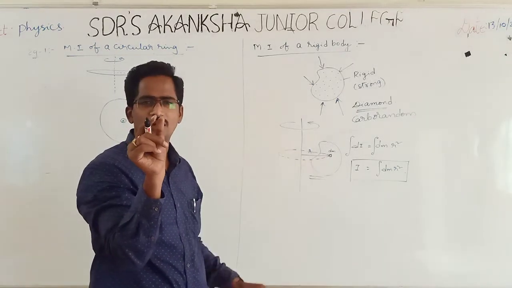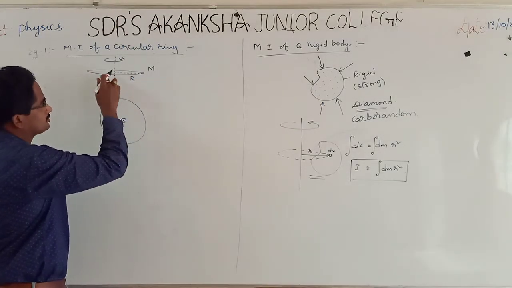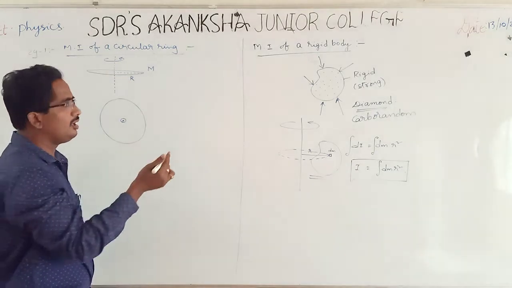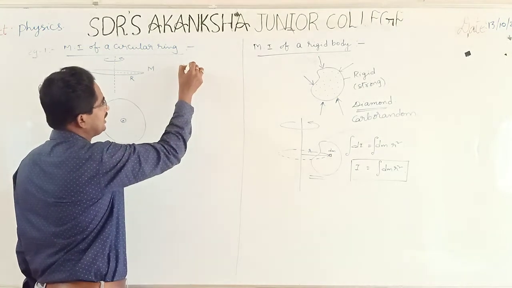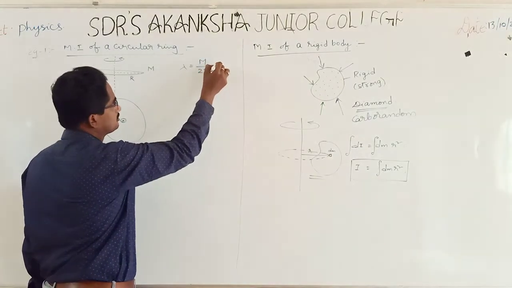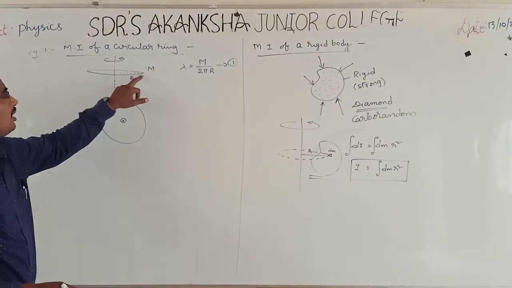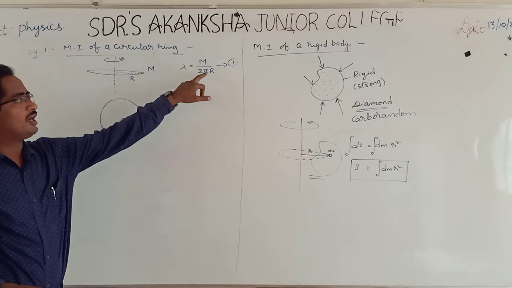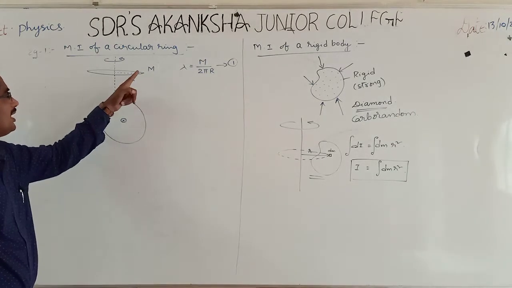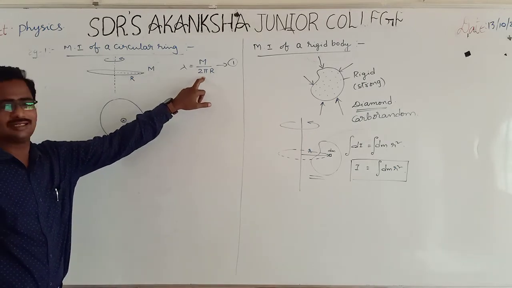First, you have to take a small elemental portion. So here, for this ring, I want to get the linear density value. What does linear density mean? Mass per unit length, that is M by the length of the ring, which is 2 pi r. Linear density lambda equals M by 2 pi r. M means the mass of this one, and 2 pi r is the length, the circumference. Mass per unit length is lambda.